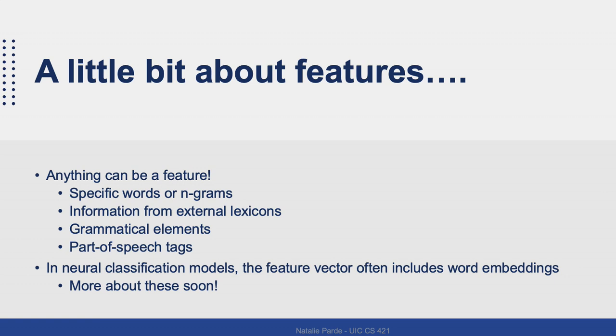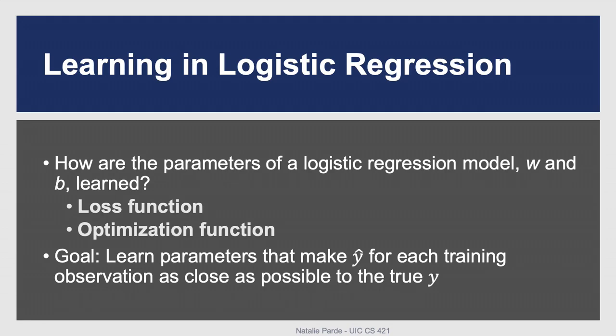A quick note about features. As we saw when we learned about naive Bayes, really anything you want can be a feature. In this case, we worked with a limited feature set where we just checked for some emojis and the word I'm. But if we wanted, we could have also considered other specific words, information from external lexicons, grammatical elements, part of speech tags, or any number of other features. A lot of times in neural classification models, the feature vector will also include word embeddings, which we'll learn about soon in this course. What we'll learn about really soon is how the parameters of a logistic regression model are learned using loss functions and optimization functions.